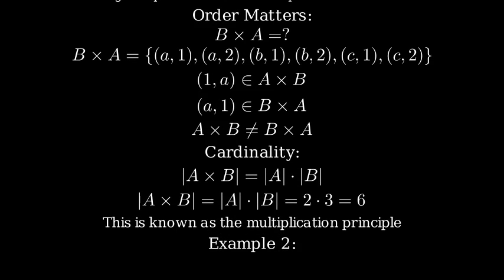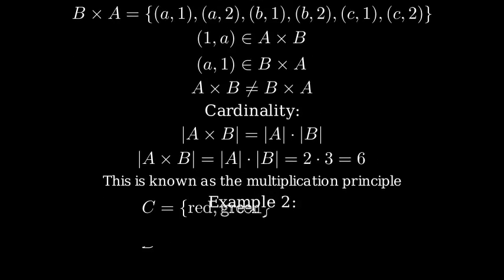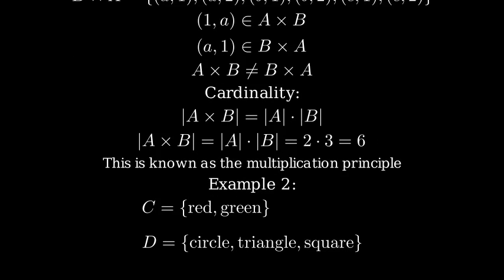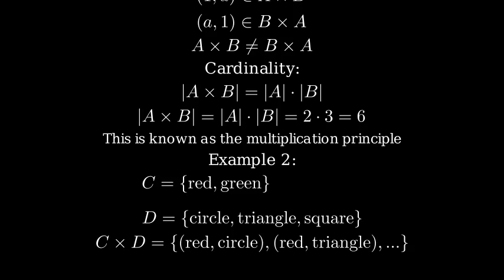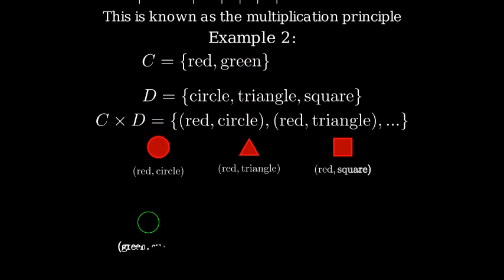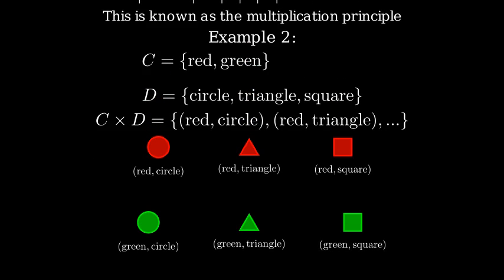Let's look at another example with different sets. Let set C be the set containing the colors red and green, and let set D be the set containing the shapes circle, triangle, and square. The Cartesian product C cross D consists of all ordered pairs where the first element is a color from C and the second is a shape from D. Visually, we can represent each pair as a colored shape.